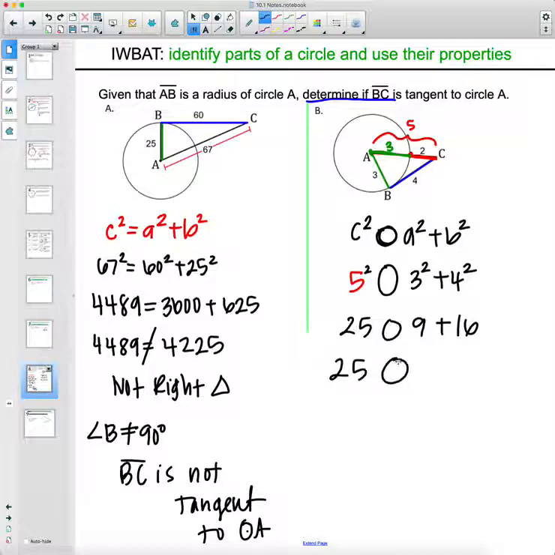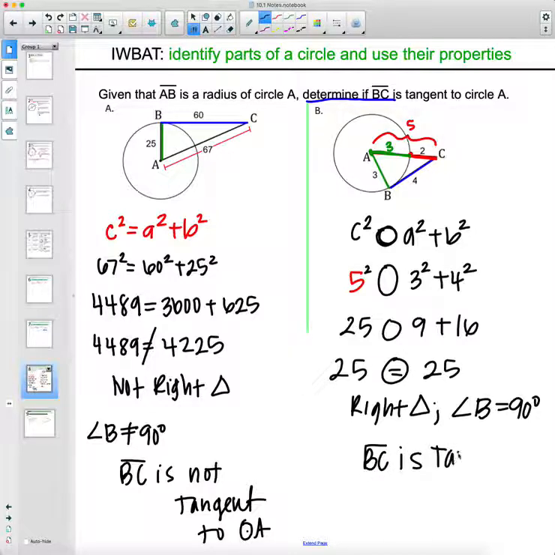Okay, so 25 compared to 25. And we find out that those are equal. Okay, that means that it is a right triangle. So angle B does equal 90 degrees. So this is tangent. So BC is tangent to circle A.